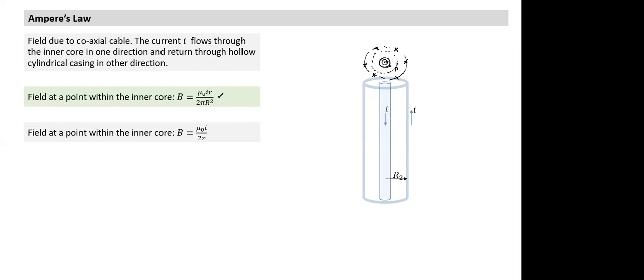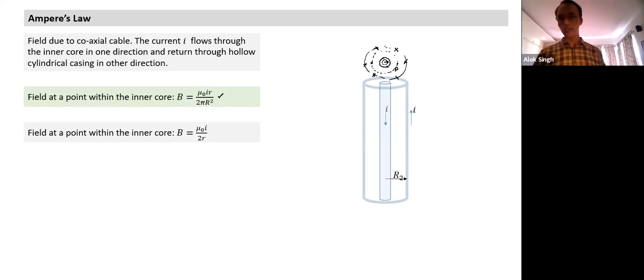If we take two opposite points, one on the left side and one on the right side, the directions of the field are opposite. But if the direction of current is like this, what is the direction of field? At this point the field is like this, at this point like this, at this point like this, and the magnitude of field will be the same. That's why the integral of B dot dl will be equal to B into 2 pi r.